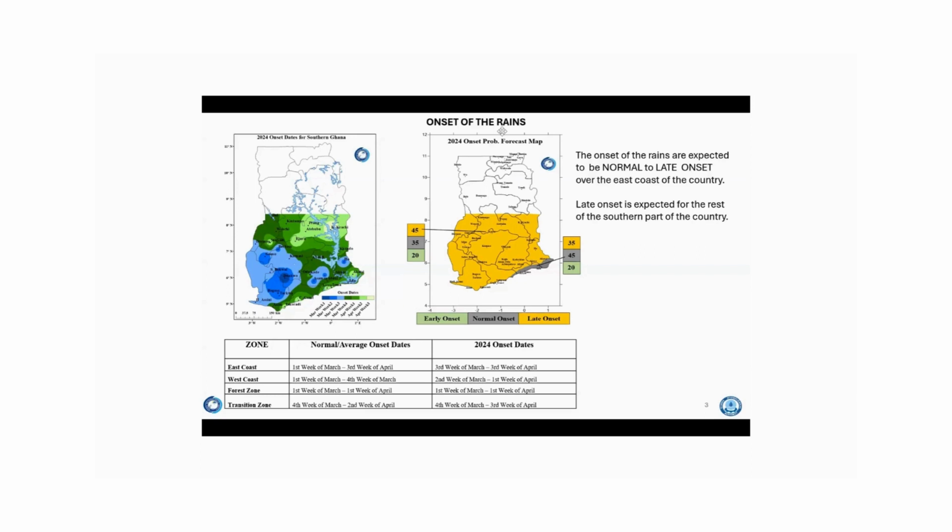For the forest zone, the first week of March to the first week of April is their normal season, and the forecast is also the first week of March to the first week of April. And then the transition zone, which is partly between the forest zone and the northern sector, we're expecting the fourth week of March to the third week of April.